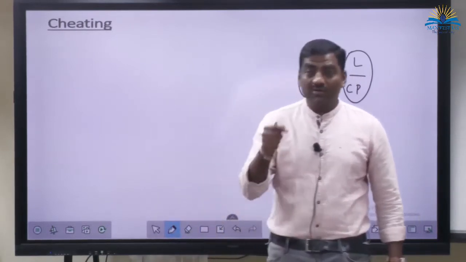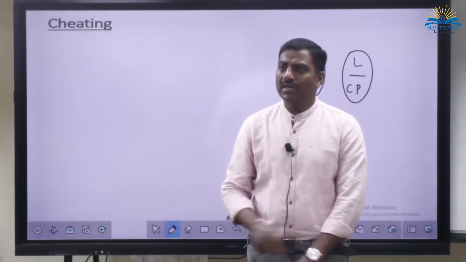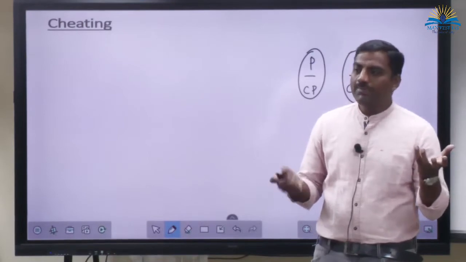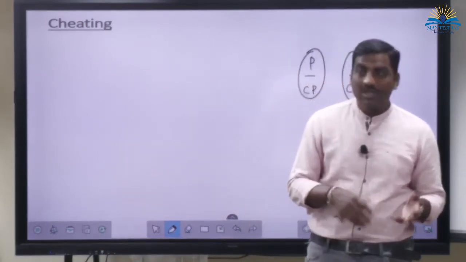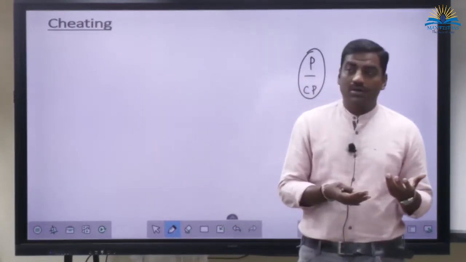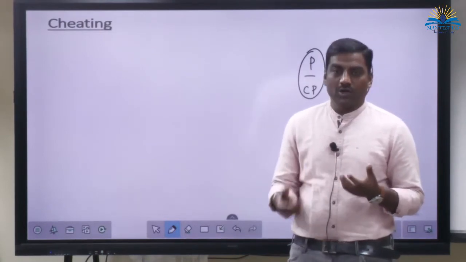But today, whatever concepts I am going to teach you, they are unique. Yesterday, we solved very simple problems. When CP and SP are given, we either calculated profit or loss and the percentage of it. Or when they have given the loss percentage or profit percentage, we have seen the exact profit or exact loss.